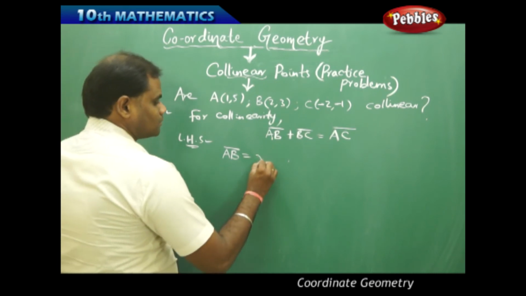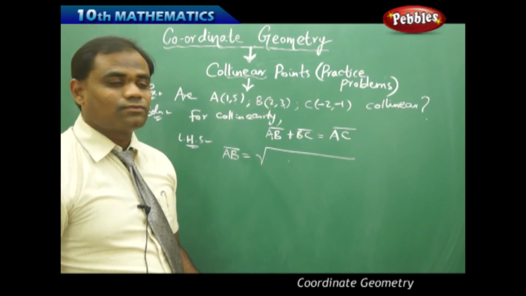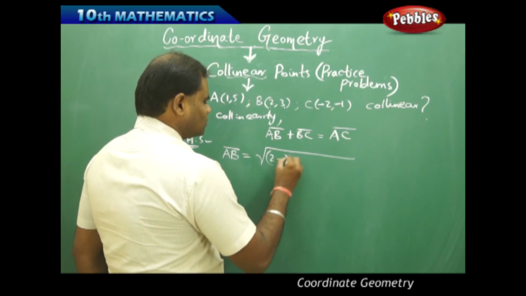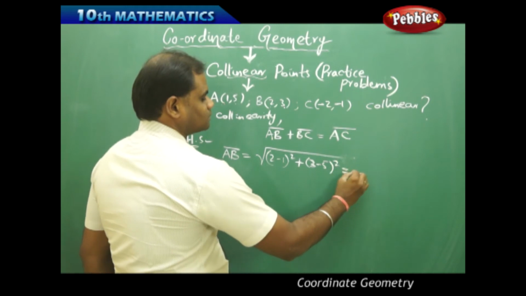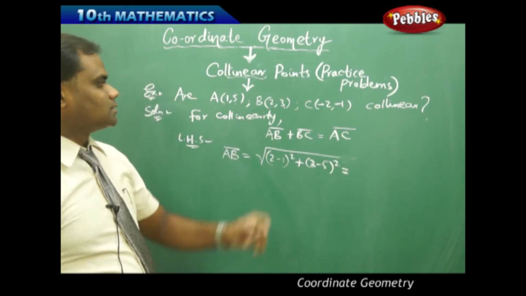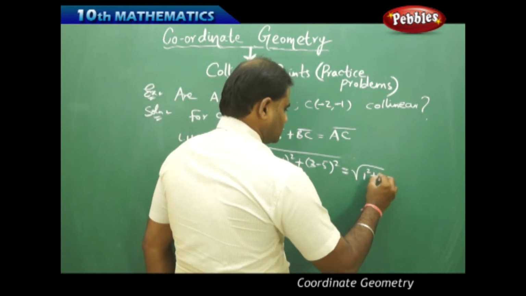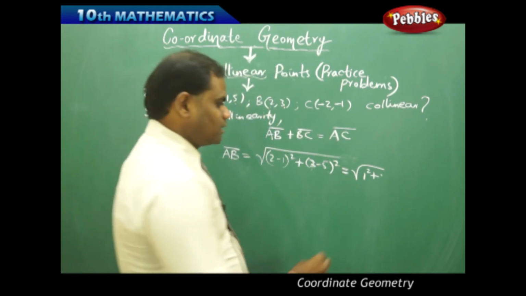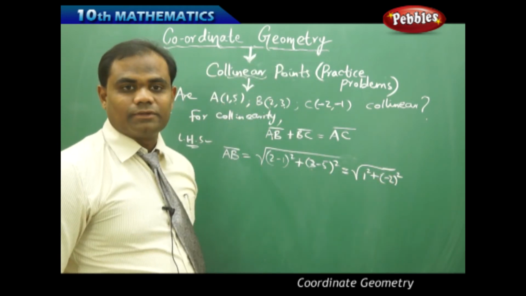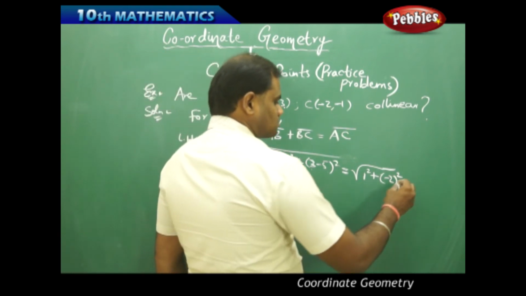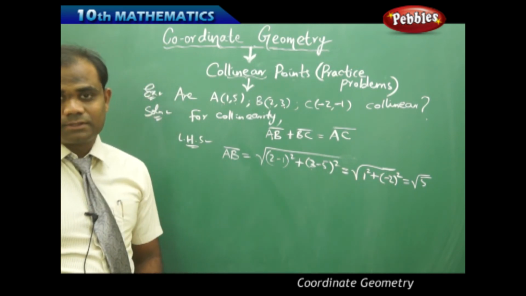So what is AB? It is the distance between 2 points, where this is x1, y1 and x2, y2. Using the distance formula, this is the square root of (x2 minus x1) whole square plus (y2 minus y1) whole square. Now this comes out to be 2 minus 1, which is 1, squared, plus 3 minus 5, which is -2, whole squared. So this is 1 squared plus 2 squared, which is 1 plus 4, root 5. So AB comes out to be root 5.